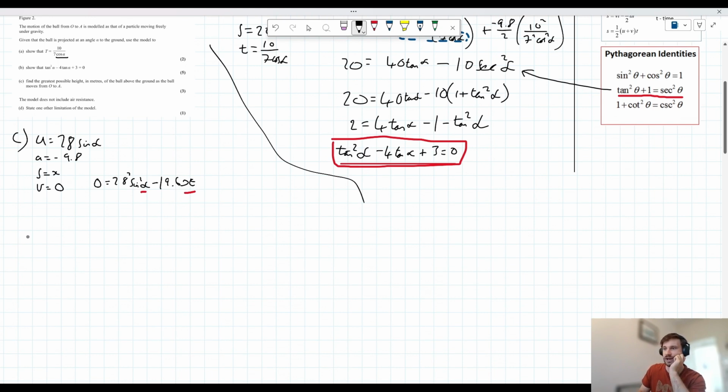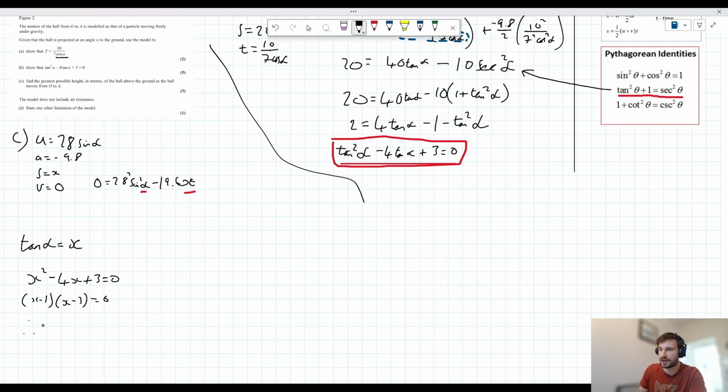I'm going to say, how shall I denote this? I'm going to say tan alpha is equivalent to x in this context. I've used x twice, but who cares? So I'm going to rewrite this using x here. So I can say x squared minus 4x plus 3 is equal to 0. Let's factorize this. So I can say x minus 1, x minus 3 is equal to 0 here. Therefore, x1 equals 1, and x2 equals 3.